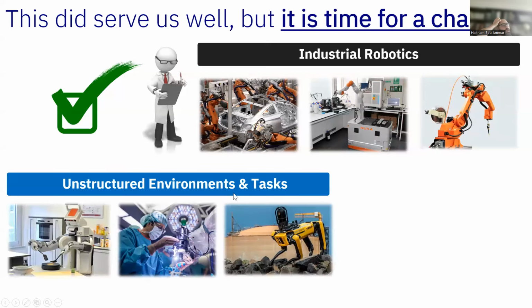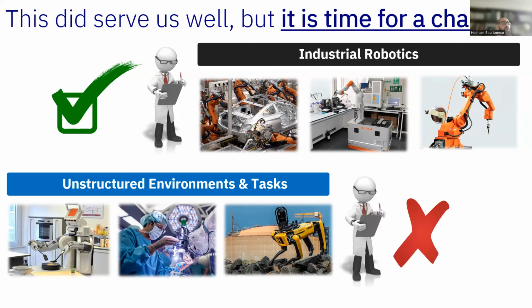However, when we go to unstructured environments and tasks, this pipeline starts to fail because we don't have an expert. So if you want a robot to cook for you, you don't really have a robot engineer in your house that's actually going to make the robot cook for you. If you want to explore terrains and so on, that's also similar. So our focus really is this part of the story.